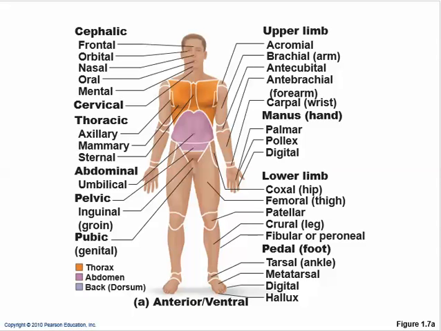In the lower limb, we have a coxal region, the hip, femoral region is the front of the thigh, patellar region is your kneecap, crural is the leg, from the knee to the ankle, so along your shin. The fibular side, or the peroneus side, is the lateral side of the leg. Pedal is your foot. That's why it's podiatrists and pedestals. Tarsal is the ankle, metatarsal is the foot, digital is toes, hallux is the big toe.